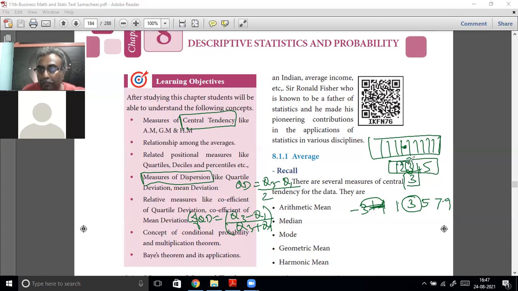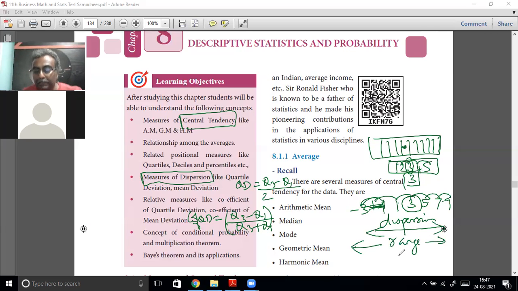1, 2, 3, 4, 5, very close together. But this is further apart. Okay. So this is called dispersion. How much they are further apart. The gap or range between the data. The gap between the data is the measure of dispersion.